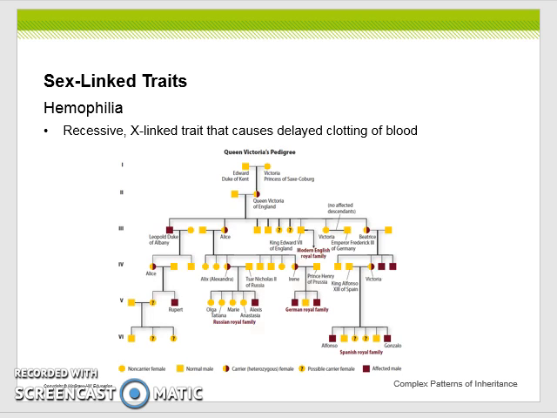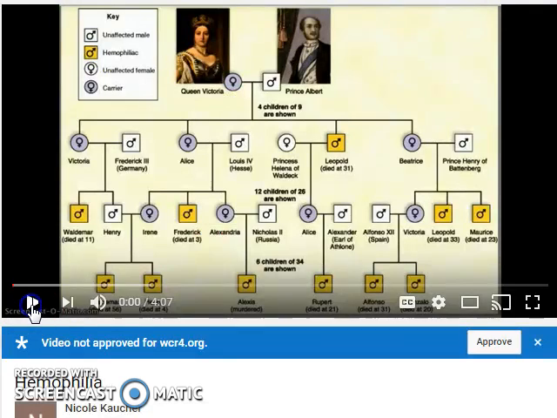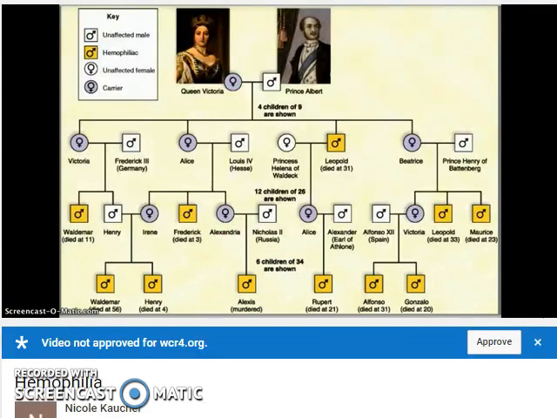Sex-linked traits continued. Hemophilia is a recessive X-linked trait that causes delayed clotting of the blood. And in class we will talk more about Queen Victoria and her pedigree. In the meantime, be studying this chart because it will be on your test. So the blood of a hemophiliac doesn't clot, and so they're very prone to bleeding to death.